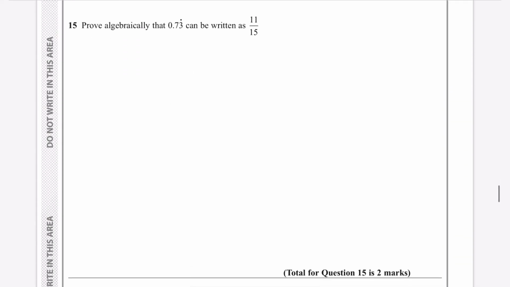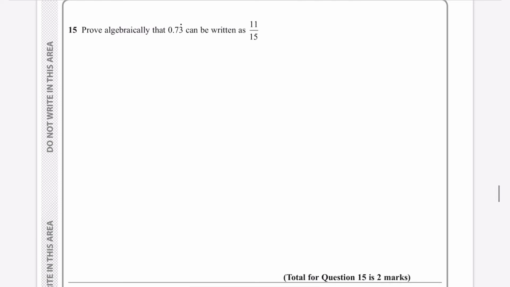Prove algebraically that 0.73 recurring can be written as 11 over 15. So I like just to remind myself, this means 0.73333, it just goes on and on and on. So we're going to start off by saying let x equal that number that we've got. Now I'm going to times this by 100. Well, let's start off actually, let's times it by 10. So we get 7.333 recurring. And that's going to go on forever.